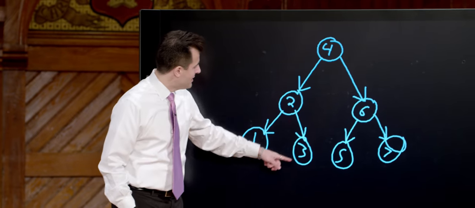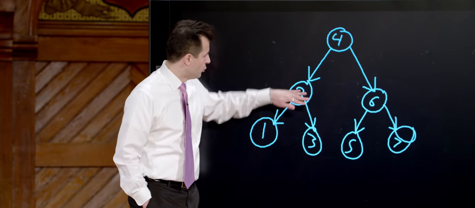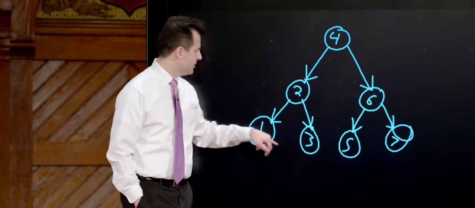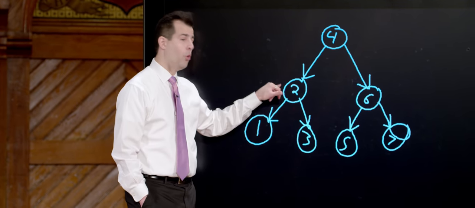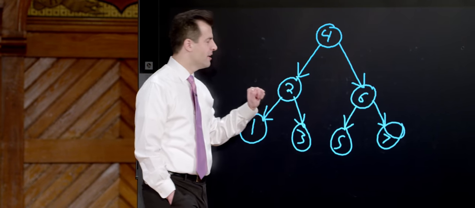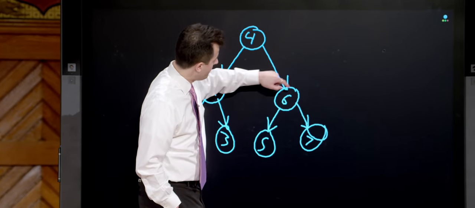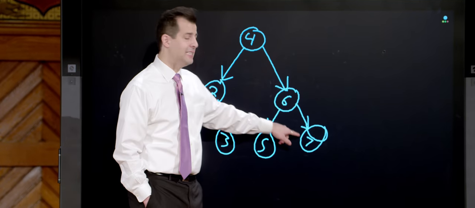How about here? 2, this is kind of a mini tree, if you will. This is a new root if you ignore everything above it. 2 has 2 children, left and right. Notice that the 1 is less than the 2, and the 3 is more than the 2. So this is not a coincidence that I drew it like this. 6, similarly, if you think of this as a tree, just those 3 nodes below it, 6 is bigger than 5, 6 is less than 7.